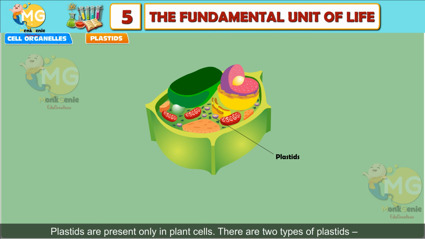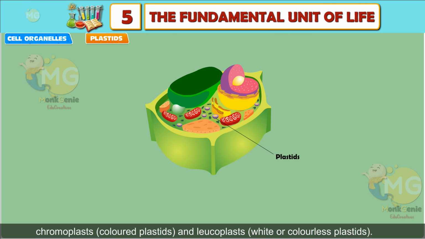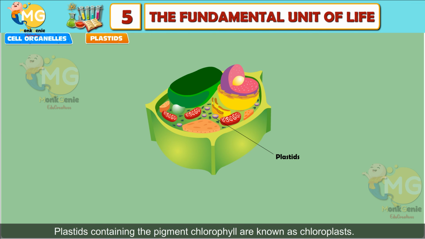Plastids. Plastids are present only in plant cells. There are two types of plastids: chromoplasts, colored plastids, and leucoplasts, white or colorless plastids. Plastids containing the pigment chlorophyll are known as chloroplasts. Chloroplasts are important for photosynthesis in plants. Chloroplasts also contain various yellow or orange pigments in addition to chlorophyll. Leucoplasts are primarily organelles in which materials such as starch, oils, and protein granules are stored.